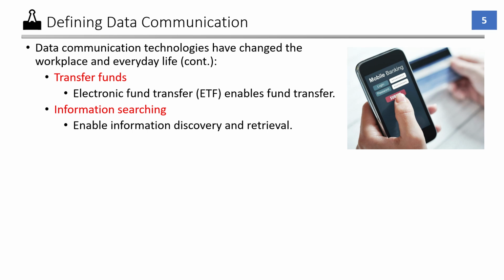Data communication technologies have also changed daily life by making financial transactions and information access easier. One important use is transferring funds. Electronic fund transfer, or EFT, allows people to move money electronically, such as through online banking or mobile banking apps. This makes payments faster, safer, and more convenient. Another key benefit is information searching. Data communication enables users to easily find and retrieve information from the internet, databases, and online systems whenever they need it.